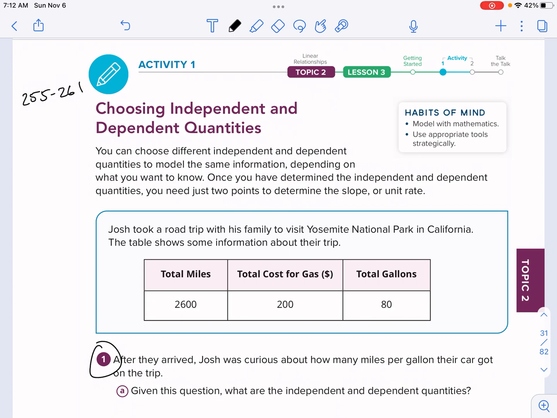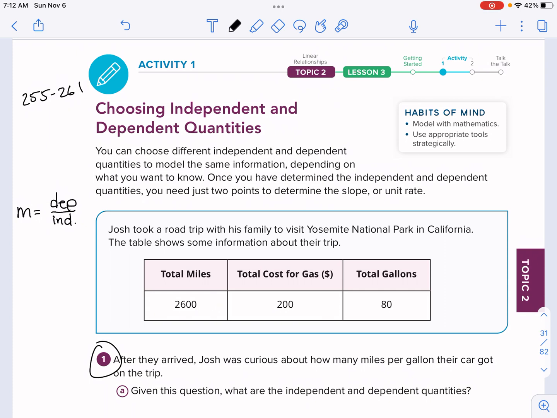Here at Activity 1, it says choosing independent and dependent quantities. I do want to remind us, and I'm going to write this off to the side, that the rate of change or the slope is always the dependent variable over the independent variable, or y over x, change in y over change in x, or rise over run. So we're going to have to identify in these different situations which one is dependent and which one is independent. From there, we'll need a couple of points.